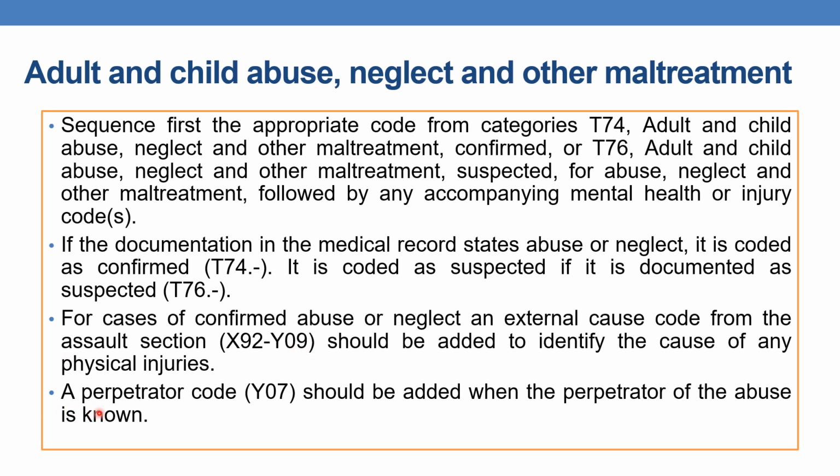And additionally, a perpetrator code from category Y07 should be added when the perpetrator of the abuse is known, in confirmed cases only. That is, along with the T74 series only, you can use X92 to Y09 if there are any physical injuries, and additionally a code from Y07, the perpetrator code, whenever the perpetrator of the abuse is known.